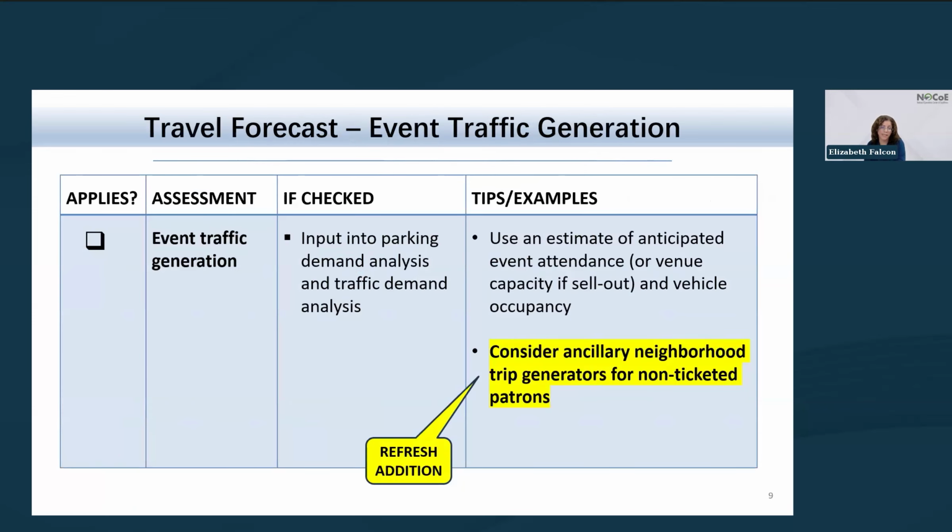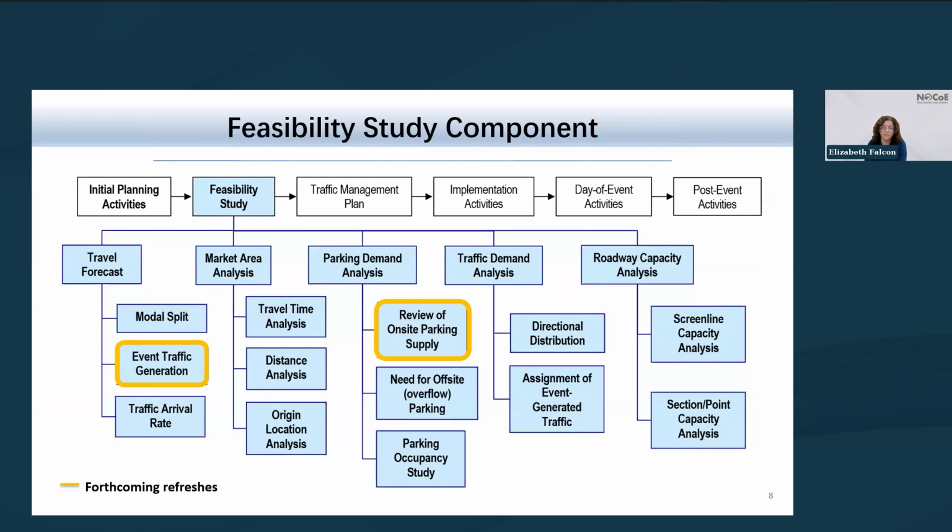Each checklist component has a list of steps and assessments. The feasibility study component has 5 steps and includes 13 assessments. The 5 steps for the feasibility study component, in the second row, you'll see travel forecast, market area analysis, parking demand analysis, traffic demand analysis, and roadway capacity analysis. For your planned event, you may need some or all of these steps and assessments.